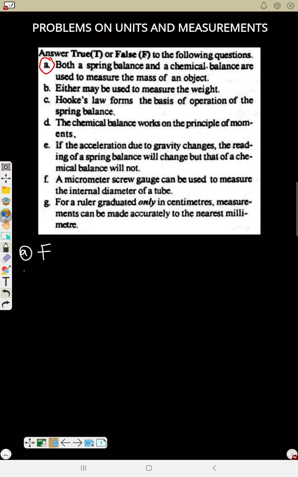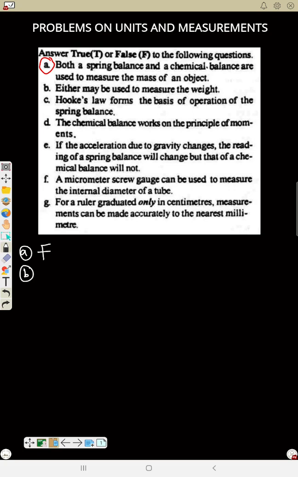Now B, either may be used to measure weight. Still the same as the first one, since the two of them cannot be used to measure mass. As we have said, spring balance is used to measure weight, while chemical balance is used to measure mass.